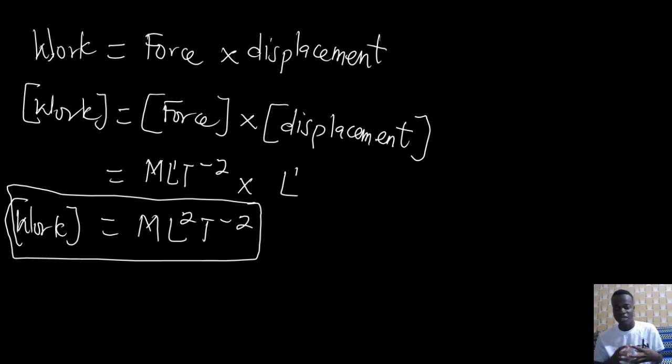But these are the basic ones. These are the common ones, at least, that everyone should know. If you're talking about acceleration, it is LT to the power negative 2. If it is displacement, it is L. If it's velocity, LT to the power negative 1. If it is anything that's related to work or energy, it is this particular one that we have currently, ML squared T to the power negative 2.